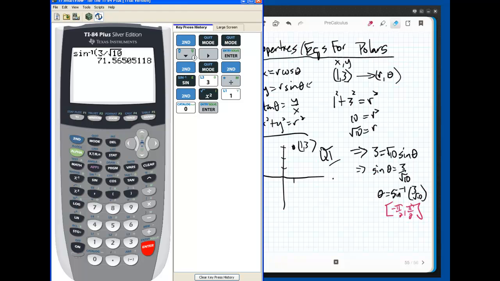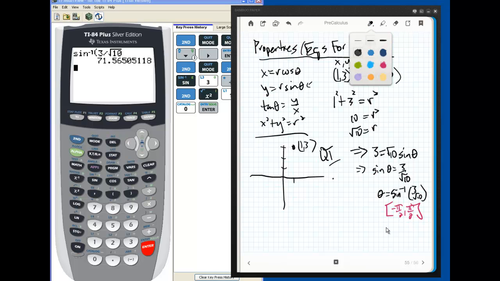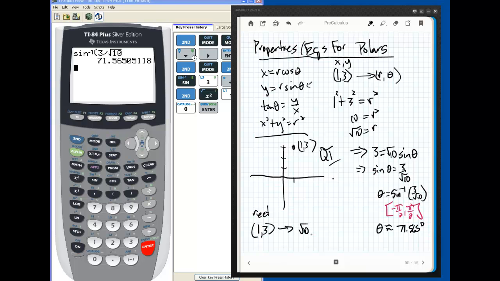So theta, let's change the color of my pen here real quick. So theta is approximately equal to, right? We've got to be honest with ourselves. What is this? 71.565 degrees, which implies that (1, 3) in rectangular goes to (root 10, 71.565 degrees). Okay?